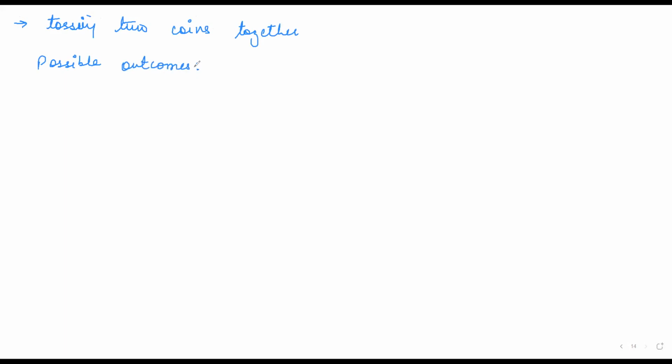Now there are two coins, okay? There can be a possibility that the first coin gives me head, and the second coin also gives me head, correct? You write it HH. Harsha? Yes, ma'am. Now the second case is the first coin giving me head, the second coin tail. The third possibility, first coin tail, second coin head. Fourth is first coin tail, second coin also tail. So these are the four possible outcomes in this case. Understood?